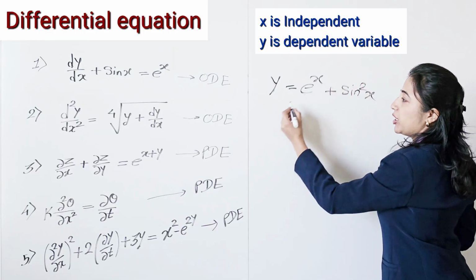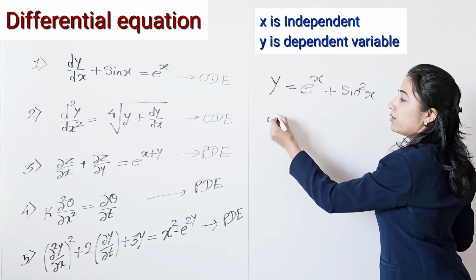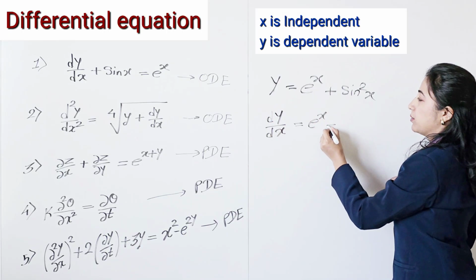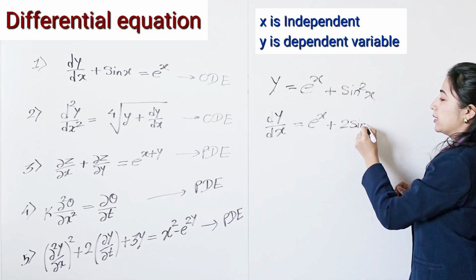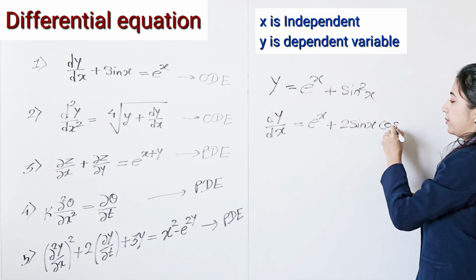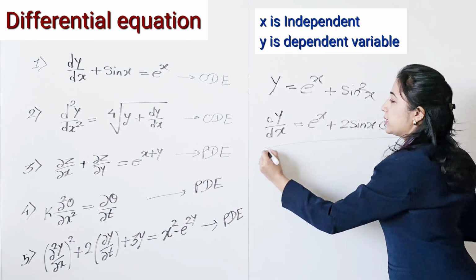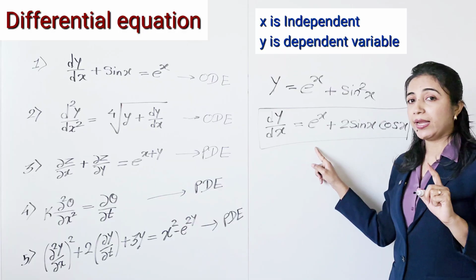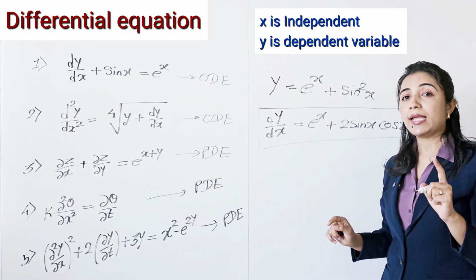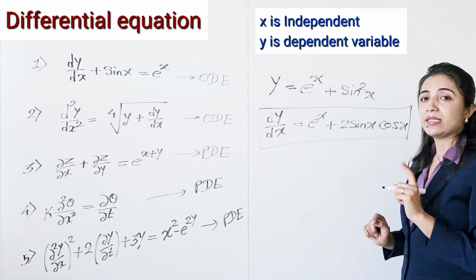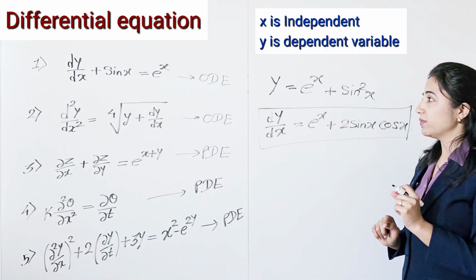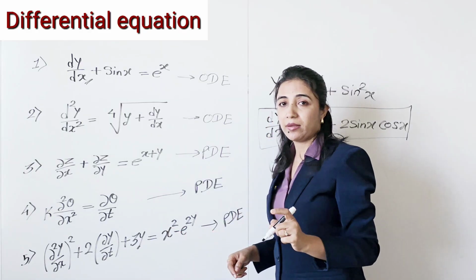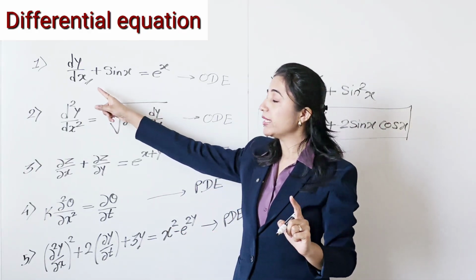So if we differentiate this equation, you will get dy by dx equals e raised to power x plus 2 sine x, and again the derivative of sine becomes cos x. Now this is nothing but a differential equation, and if any equation contains a single independent variable, then that equation is called an ordinary differential equation.